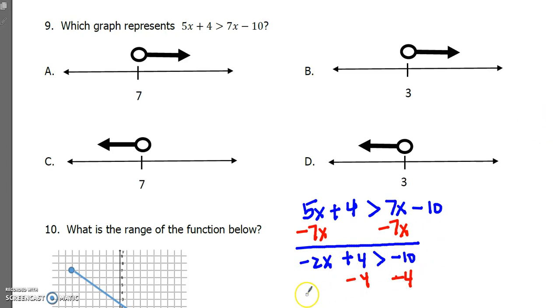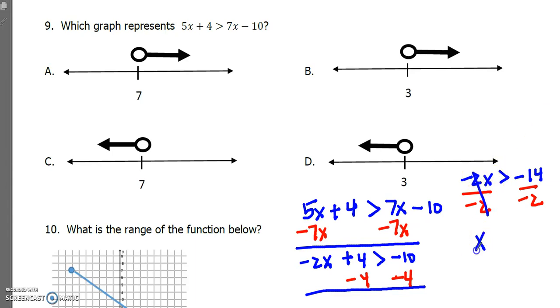And I'm going to bring my answer up here because I'm running out of room. So I'm going to have -2x greater than -10 minus 4 will give me -14. And then I'm going to divide by -2 on both sides. So that leaves my x. Negative 14 divided by negative 2 will give me a positive 7.